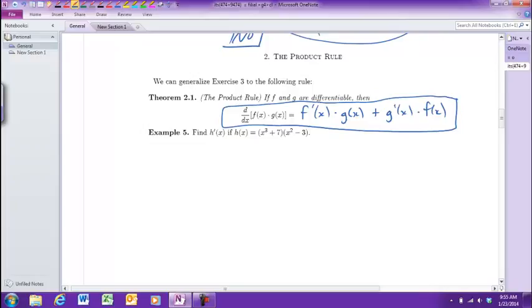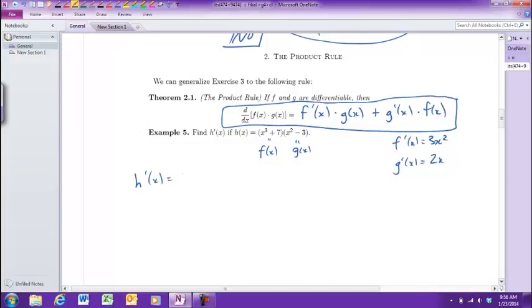h of x is equal to this thing times that thing. So we're going to use the product rule to do this. We're going to call the first function f of x and the second part of the function g of x. If I take the derivative of that first thing, I just get 3x squared because the derivative of the 7 gives me 0. And if I take g prime of x, derivative of the second part, I just get 2x because the derivative of the negative 3 also goes to 0.